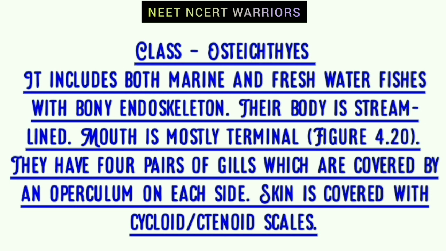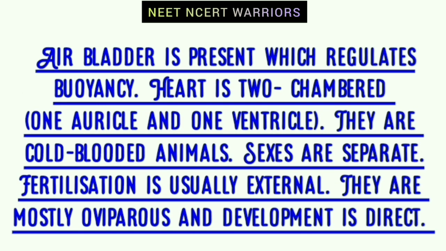Class Osteichthyes. It includes both marine and freshwater fishes with bony endoskeleton. Their body is streamlined. Mouth is mostly terminal. They have 4 pairs of gills which are covered by an operculum on each side. Skin is covered with cycloid or ctenoid scales. Air bladder is present which regulates buoyancy.